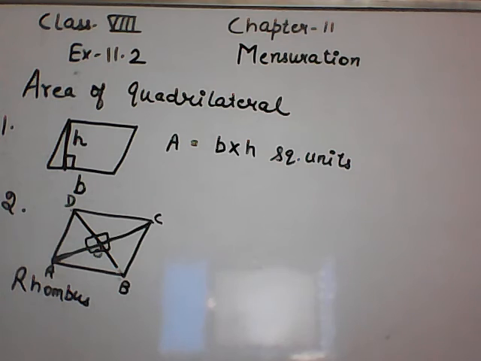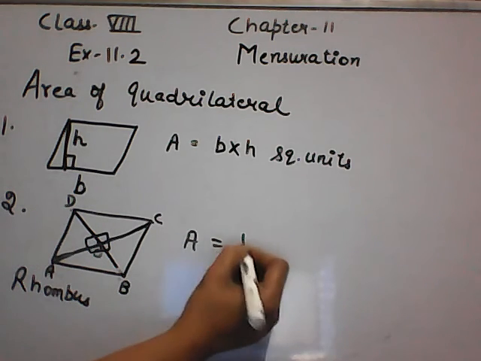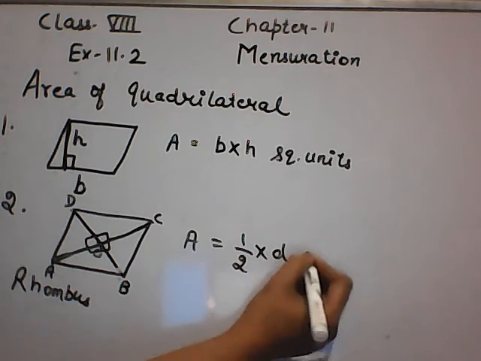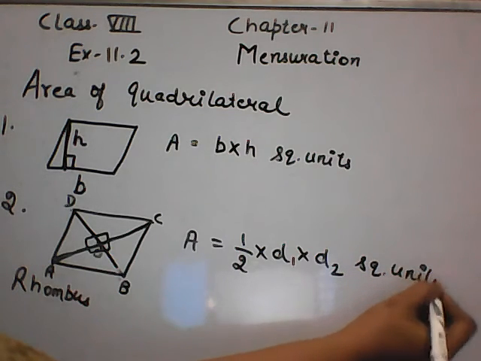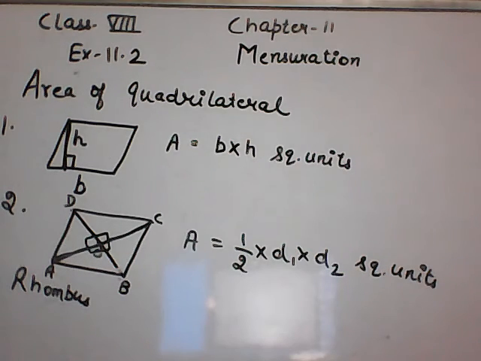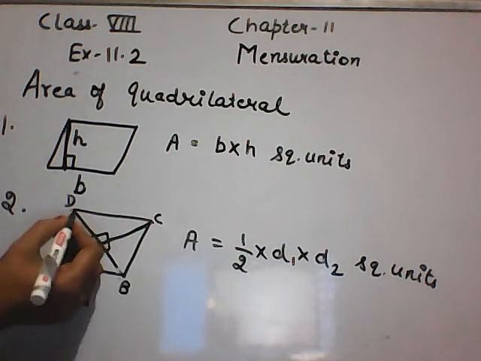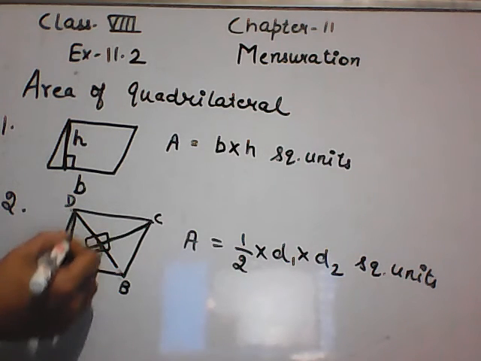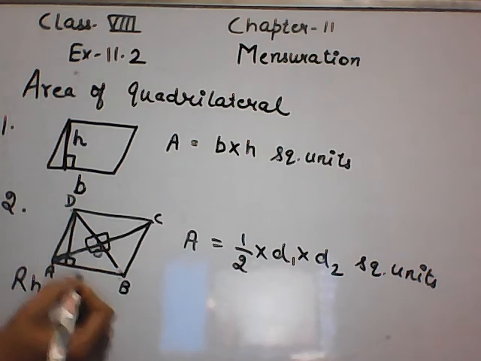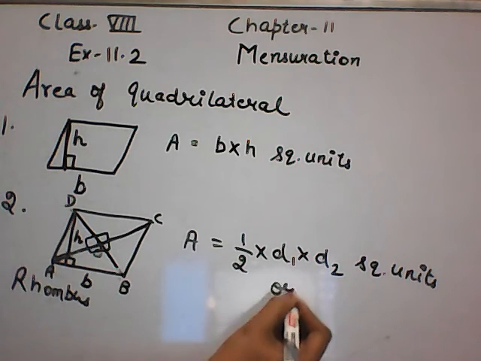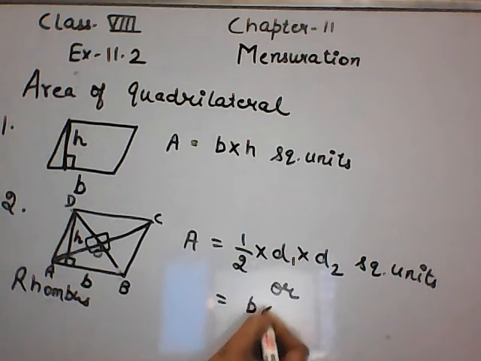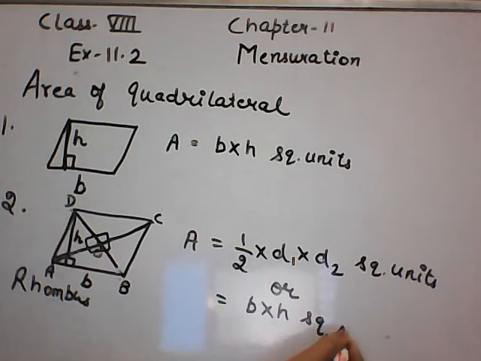And you have to find the area of the rhombus. Area of rhombus is 1 by 2 multiplied by diagonal 1 multiplied by diagonal 2 square units. There is another formula for finding the area of a rhombus, that is base multiplied by height square units. Suppose there is a perpendicular from vertex D to side AB. So AB will be the base and this is the height of the rhombus. So another formula for the area of a rhombus is base multiplied by height square units.